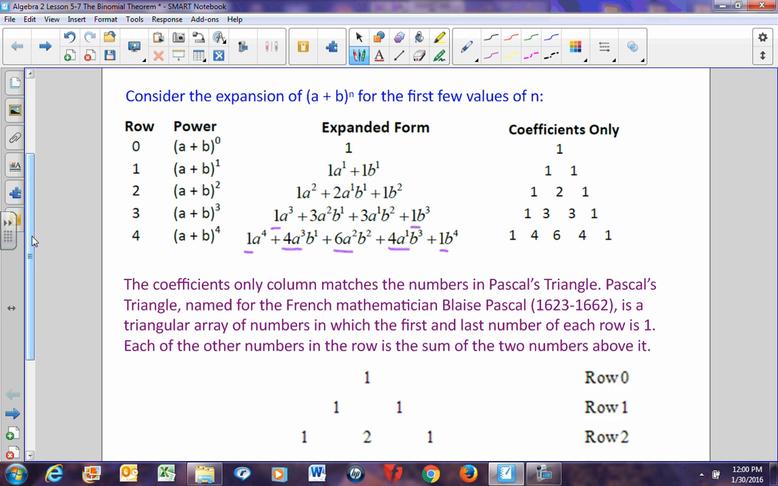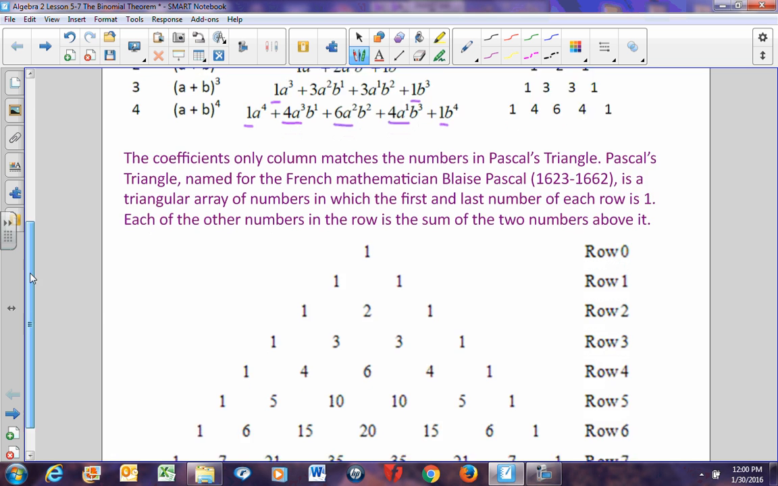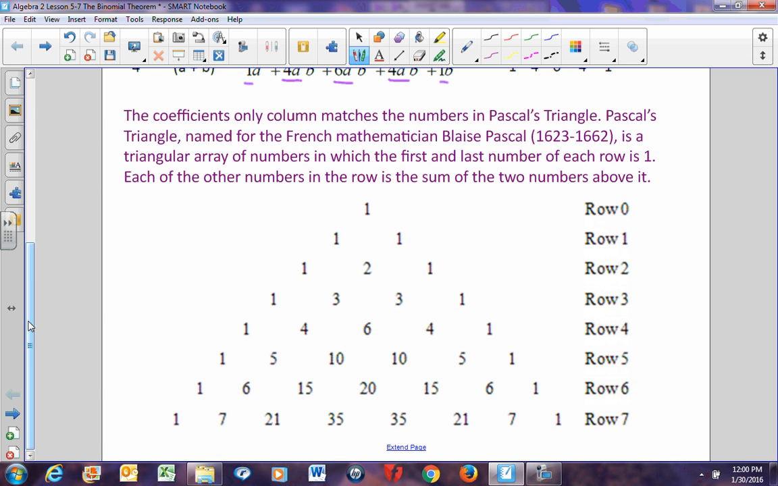Okay, the coefficients match the numbers in what we call Pascal's triangle. It was named after Blaise Pascal, and it's a triangular array of numbers in which the first and last number of each row is 1, and each of the other numbers in the row is the sum of the two numbers above it. For example, we have the diagonal of 1s right here and right here, a nice little diagonal of 1s.